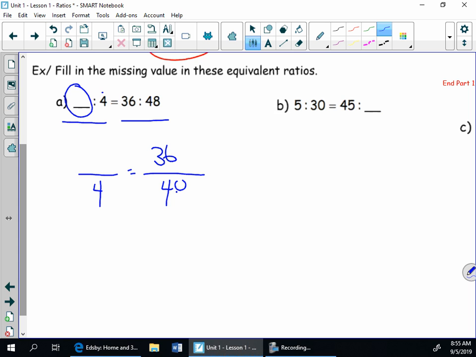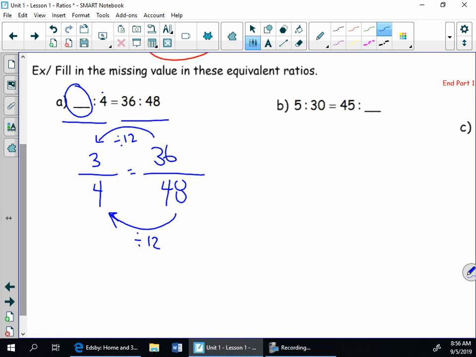Okay, the 4 goes on the bottom because it's second. 36 and 48. And then I ask myself, okay, how do I turn a 4 into a 48? Now, mental math, I can multiply or I can divide. 48 divided by 4 makes 12. If I need to turn a 36 into this missing number here, what do I have to do? Look at my arrows, they're pointing in the same direction. Let's divide by 12. And 36 divided by 12 makes 3. There's my missing value. And I did it by using equivalent ratios.